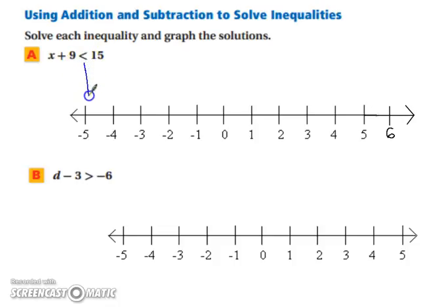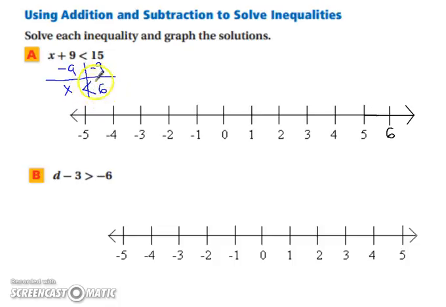So, let's separate both sides of the equation, or inequality in this case, and we want to get our variable by itself. So we have x plus 9, so the inverse operation would be minus 9 from both sides. So when we subtract 9 from both sides, we're left with x, and we're left with 6. And instead of an equal sign, we have x is less than 6.